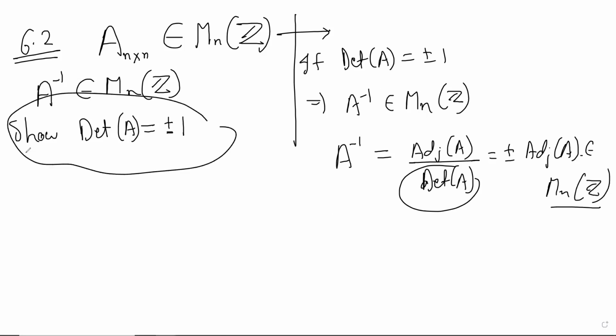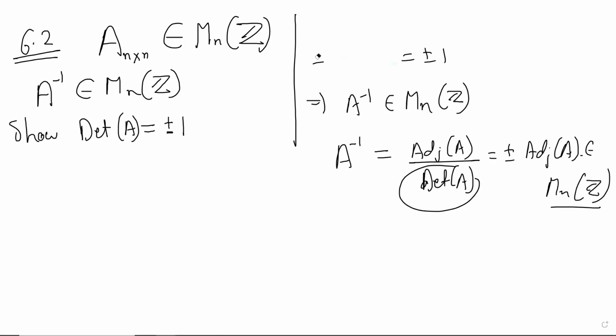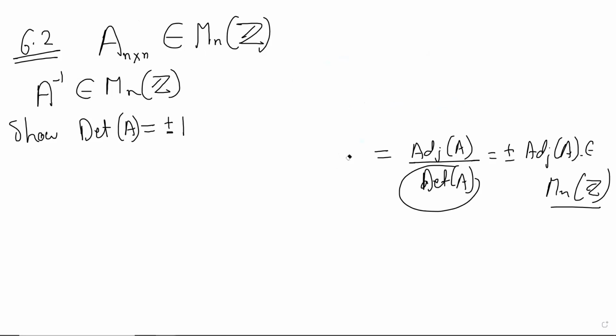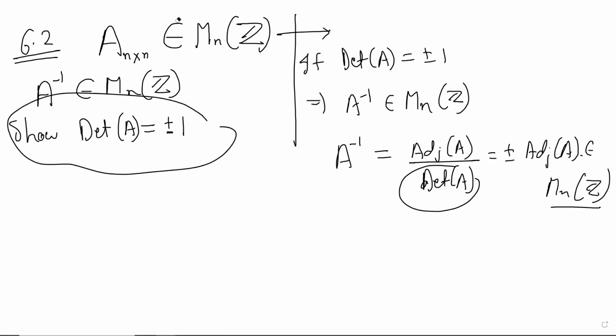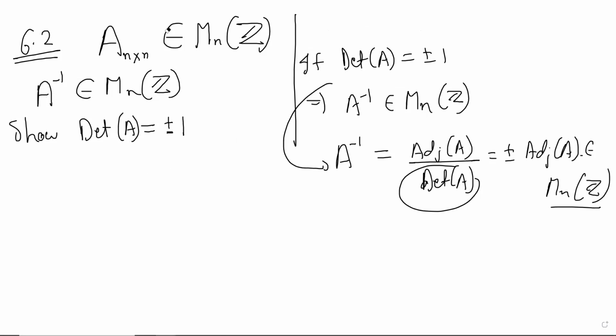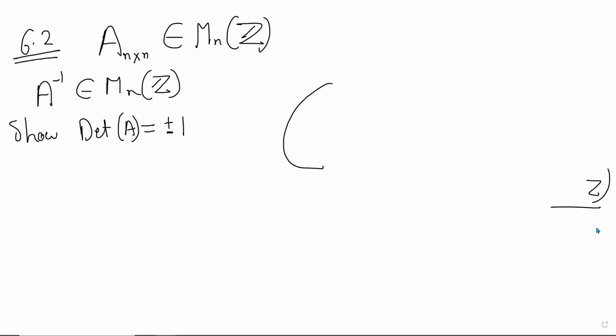But the other is something which we don't know. So let's do this direction. What's the question? If A inverse belongs to M_n(Z), then the determinant of A equals plus minus 1. The other direction they are also asking, but that I have explained. If the determinant is plus minus 1, then A inverse also has integer coefficients. That is fine. But think about this.